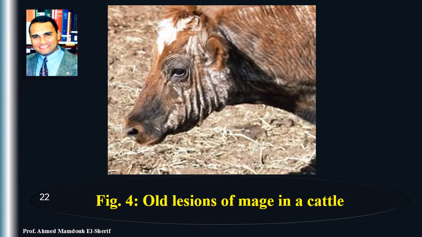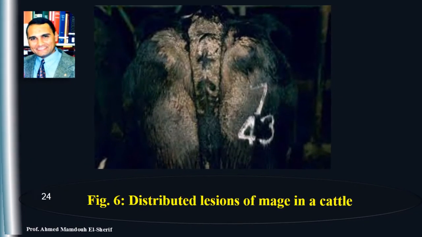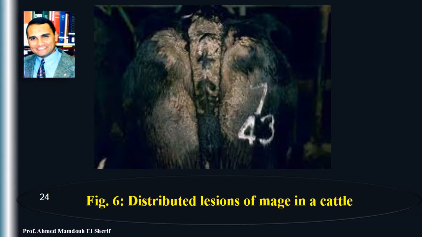This figure shows lesions of mange in a cattle, with scabby large areas of the skin, wrinkled, found around the eyes, at the jaw, and all over the neck. Distributed lesions of mange in a cattle at the whole neck area and at the beginning of the dewlap. Distributed lesions of mange in a cattle at the whole tail and the whole buttock area.